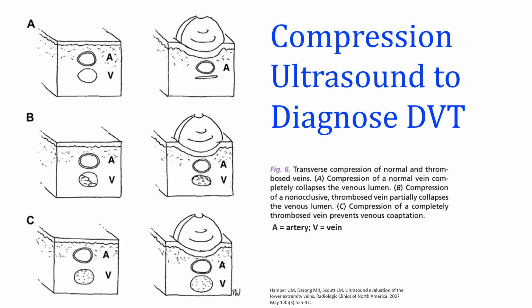In panel C, the vein does not compress at all, which is consistent with a completely occlusive thrombus. Therefore, the inability of a vein to fully compress during ultrasound examination is a key diagnostic sign of DVT. Please note that the arteries will remain patent with light to moderate compression.